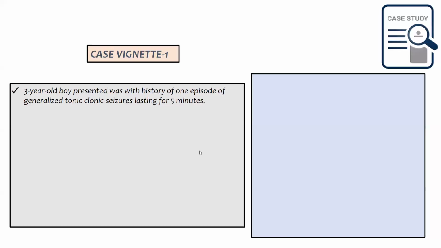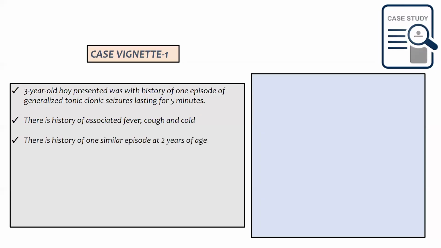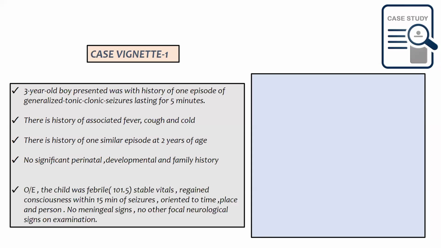A 3-year-old boy presented with a history of one episode of generalized tonic-clonic seizures lasting for 5 minutes. There is a history of associated fever, cough, and cold. There is a history of one similar episode at 2 years of age. Now currently he's 3 years old. Nothing significant on perinatal history, developmental history, and family history.